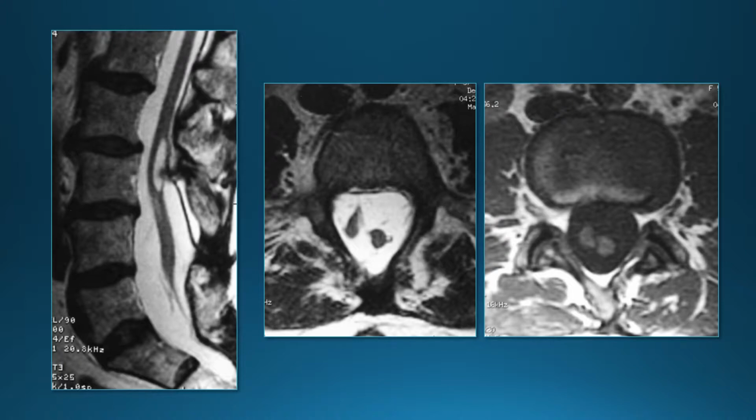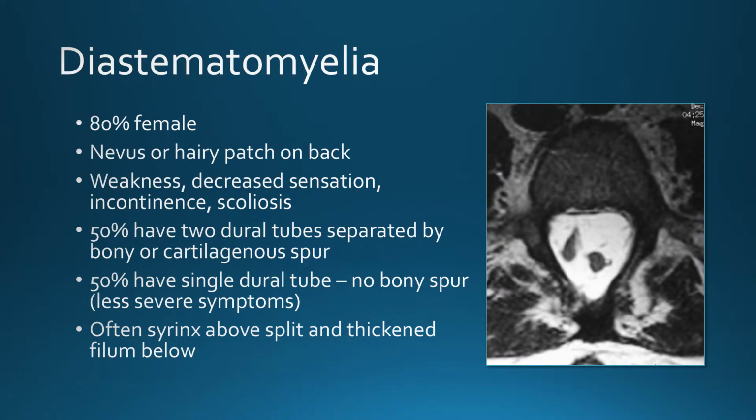This T2-weighted MR, the sagittal image shows the conus is low-lying. On the axials, we see two spinal cords. Here it is on T1. And this is a patient with diastematomyelia. Most of these are female. Often there's a hairy patch or nevus on the back. They clinically present with weakness, diminished sensation, incontinence, scoliosis.